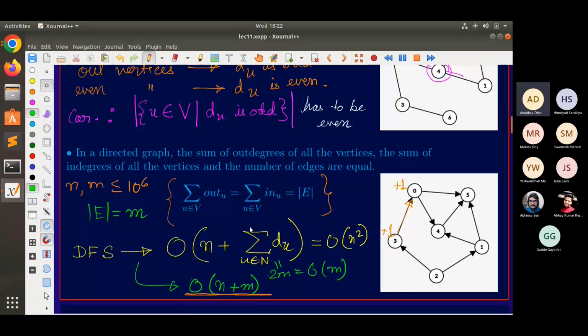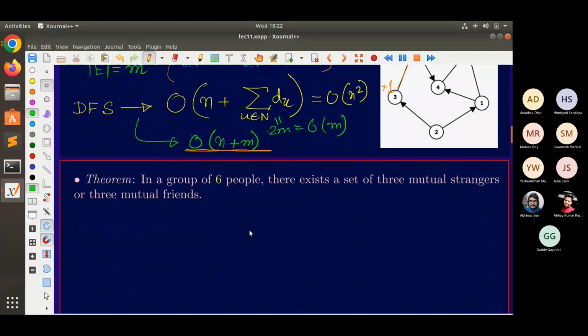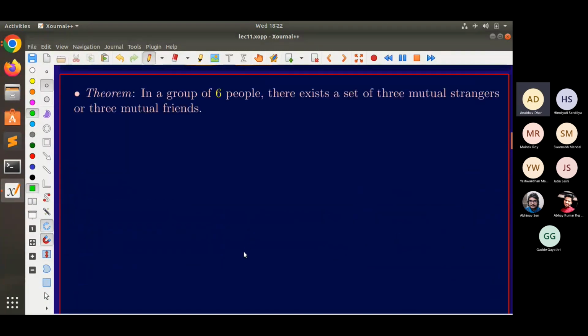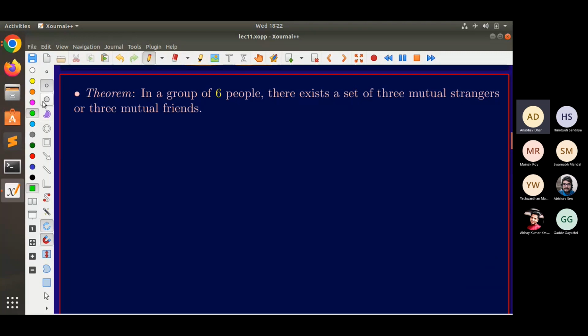Let's move on. Now let's talk about another theorem. This theorem does not directly relate to the competitive programming aspect of graph theory, but this example gives us a case where we can reduce a word problem in plain English to a graph theory problem.